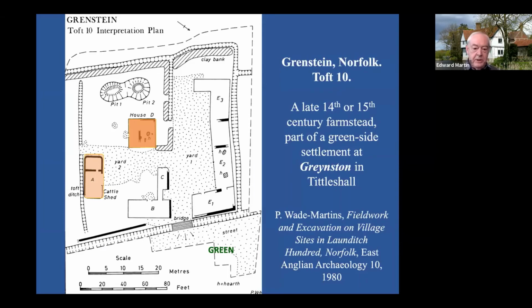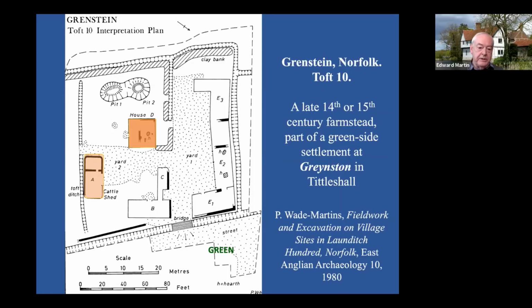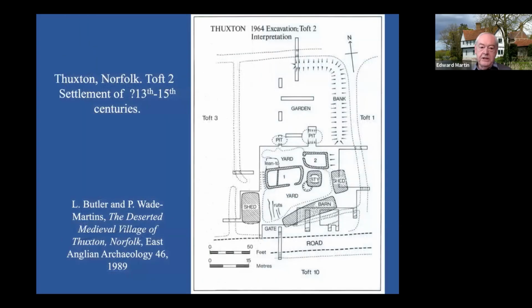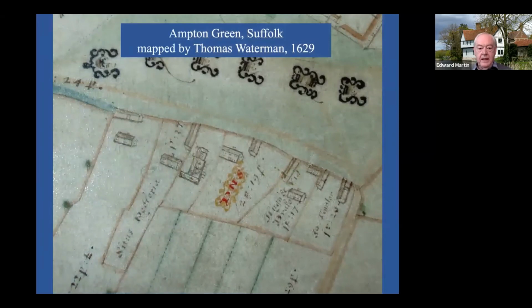And what is interesting is where you see B in the front, that is the barn. And so we have the houses behind the barns. So there's a road in front and a green, and houses behind the barn. If we go to Thuxton, we have the same sort of thing. There's the house, there's a barn in front, and then a road. This is Ampton, and we can see on this rather nice map that there's a house, house, house, house. And again, you can see that there is a barn in front in each case.